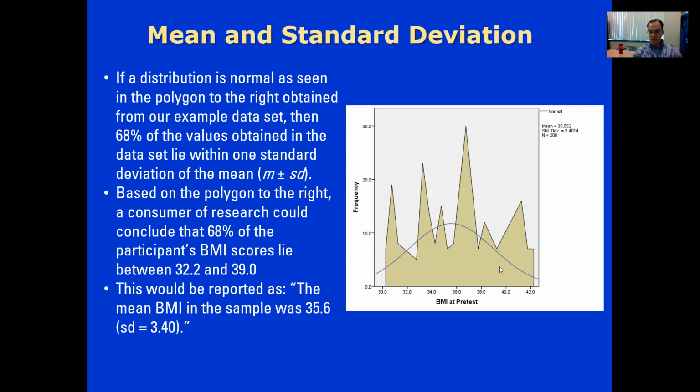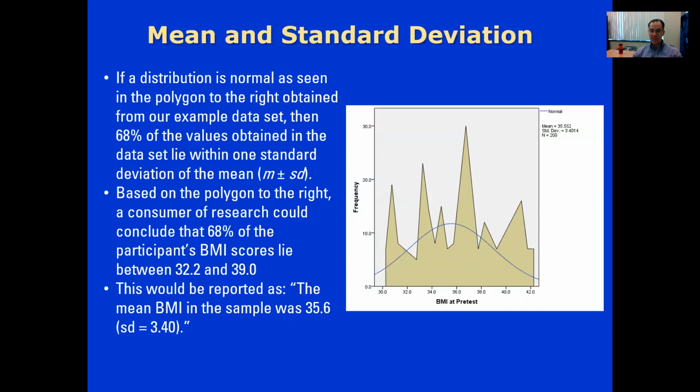So in other words, here's our data set, and it tends to be evenly distributed. And what we see up here is we have a mean of 35.6 and a standard deviation of 3.4, and here's our sample size. And what this would mean is that based on the polygon here, a consumer researcher could conclude that 68% of the participants' BMI scores lie between 32 and 39.